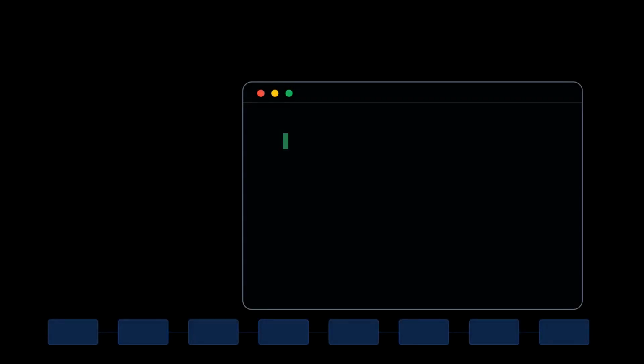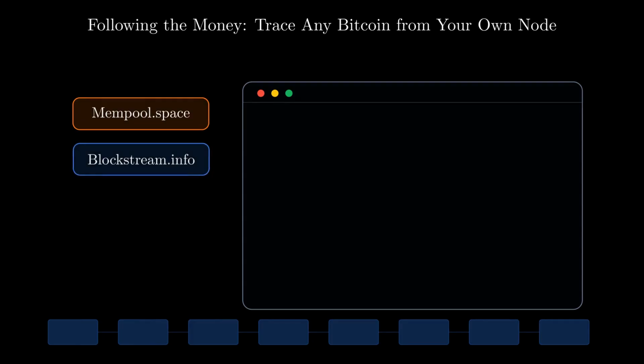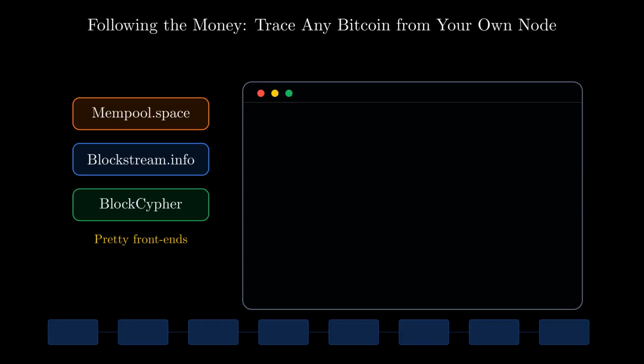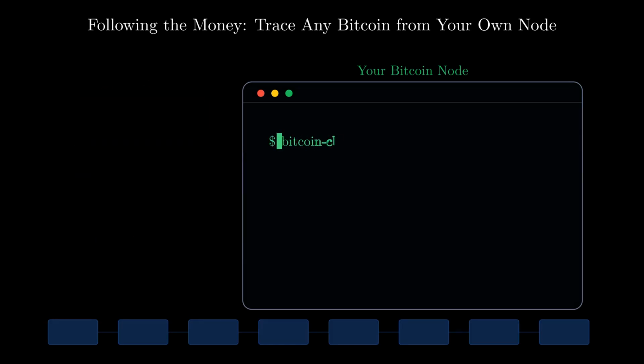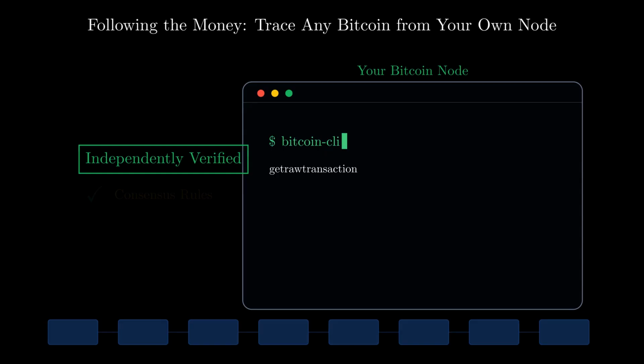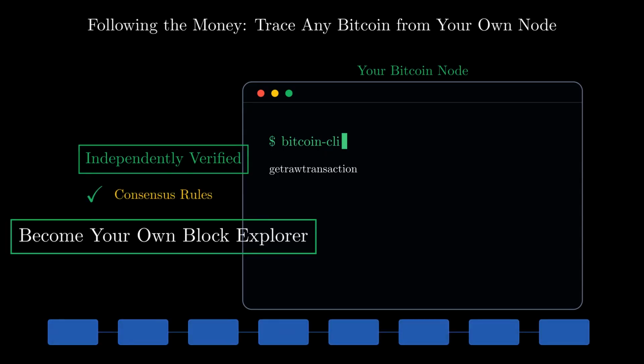Every Block Explorer website you've ever used, mempool, Blockstream, BlockCypher, is a pretty front end for the exact same data sitting on your own Bitcoin node right now. Right? When you query their servers, you trust them. When you open a terminal and type bitcoin-cli, you read data your machine independently verified against the consensus rules. Let me show you how to become your own block explorer.